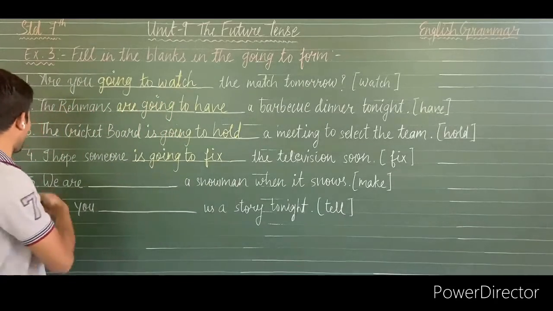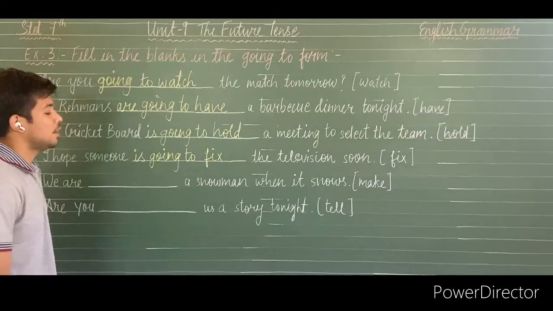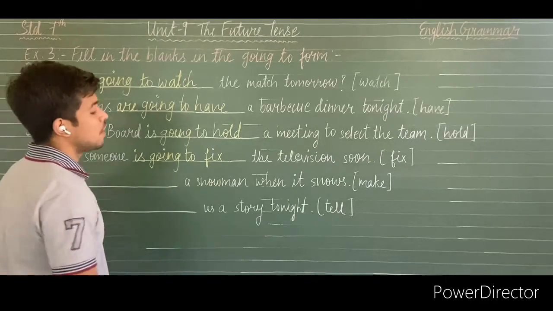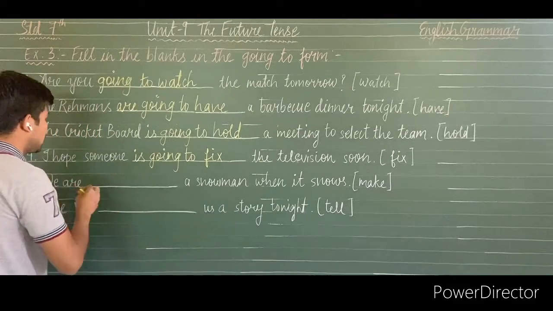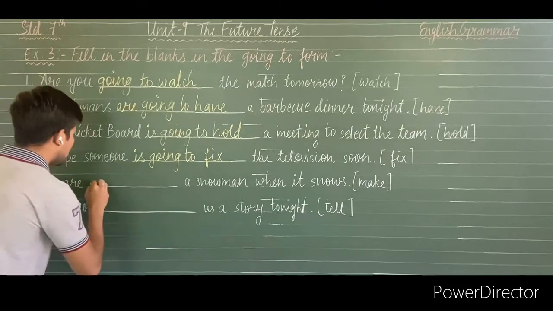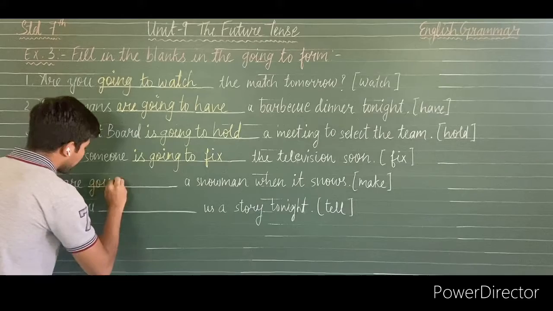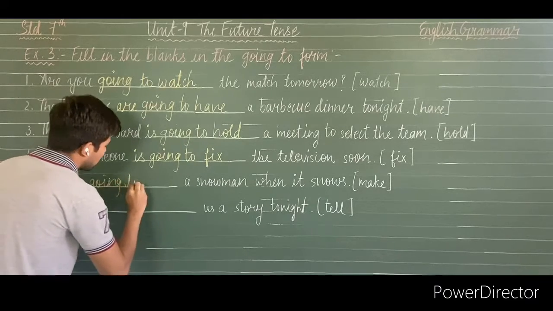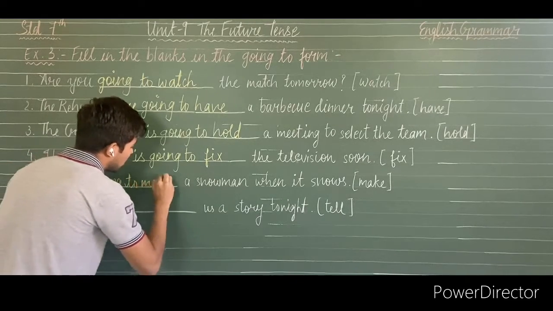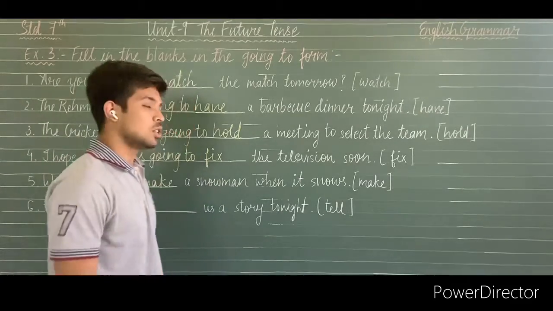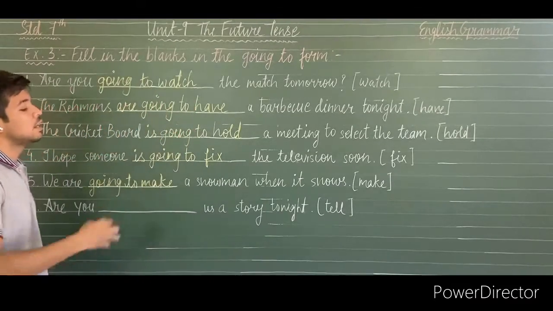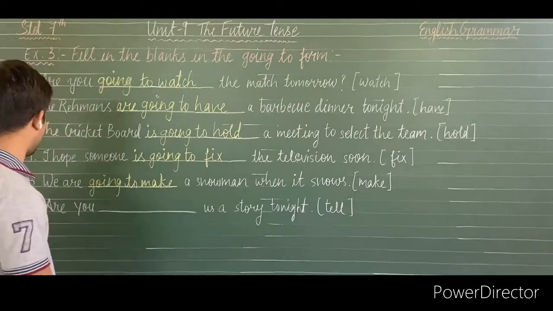Fifth one, we are blank a snowman when it snows. In bracket we are having make. So we will write it. We are going to make a snowman when it snows. We are going to make a snowman when it snows.